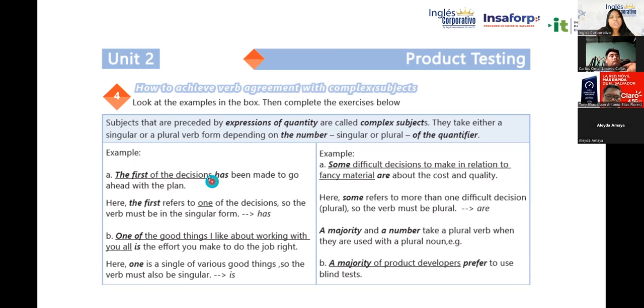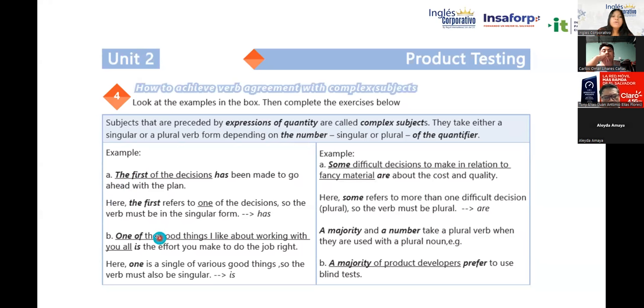The first of the decisions. In this case, of the decisions is not the subject. The subject is the first. Whenever you have this type of phrase, the first of the decisions, we cannot add have. The first of the decisions have been made. No, because the subject is the first, the one that is in bold. That's why we have has and not have. And that's what we call complex subjects, because it has this expression of quantity and then it has more information. But the subject is this, the first.